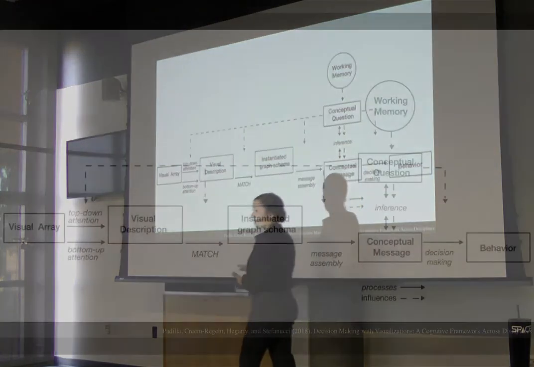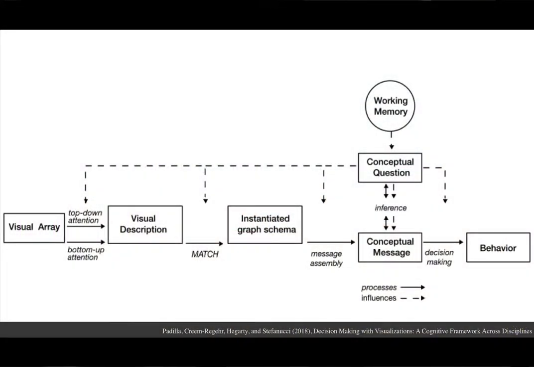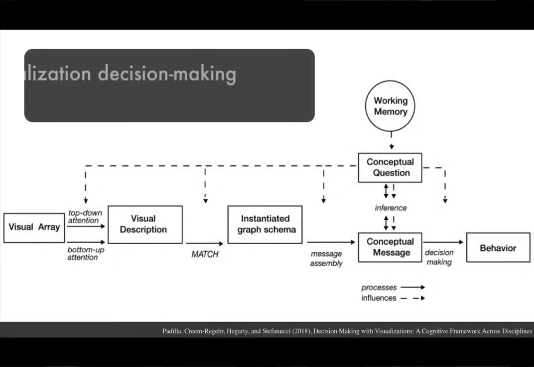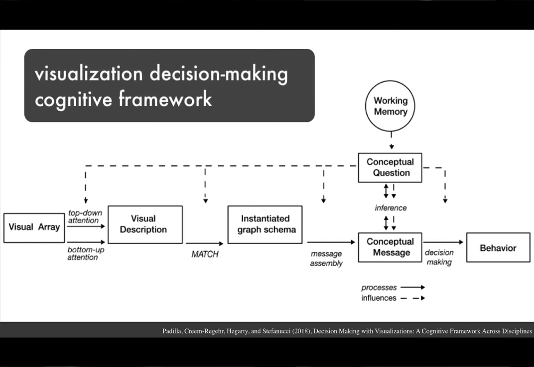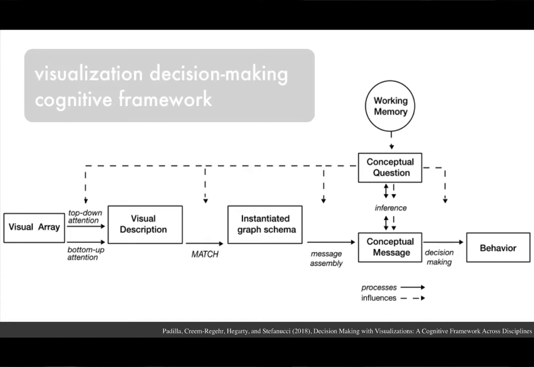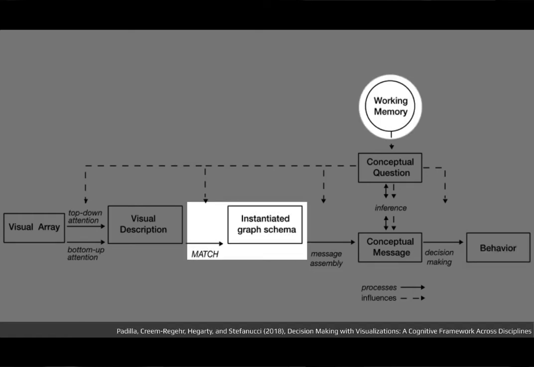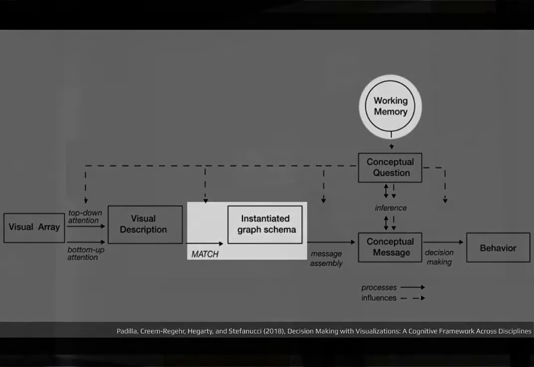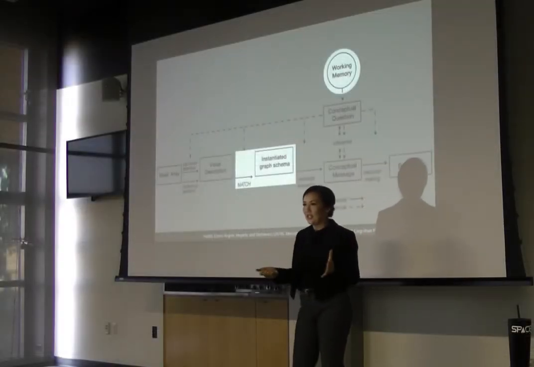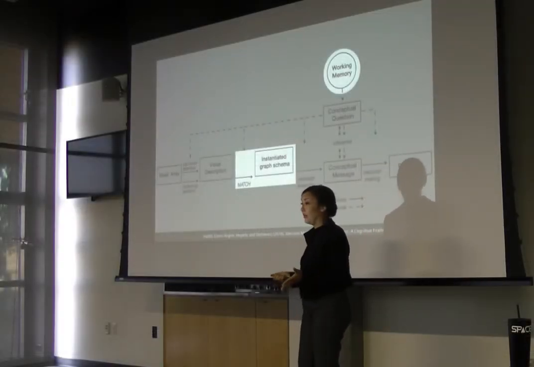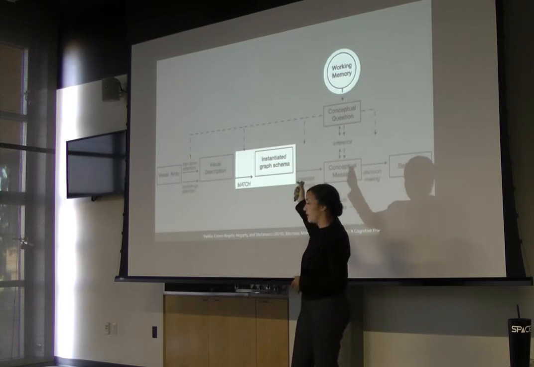I'm going to start with this model that we proposed in 2018. This model illustrates the visualization decision-making process, not learning or memory, but how we make decisions with visualizations. It starts here with a visual array, which is a very jargony term for visualization, and ends over here in a behavior or judgment. For the purposes of this talk, I'm going to call out just these two components here, which are working memory and a graph schema. Rather than giving you jargony definitions of these two items, I'm going to illustrate what I mean by the relationship between these two concepts.